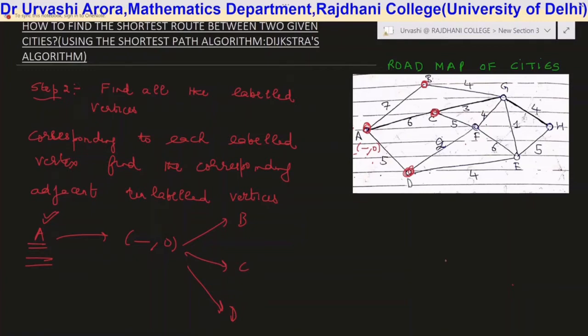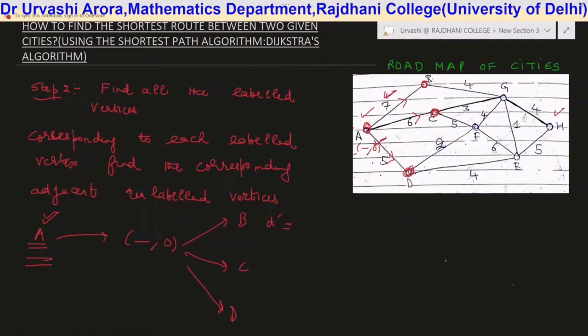As I said, you have to imagine as if you are doing a journey from the starting vertex A to the end vertex H. So from A there are three possibilities: you can move from A to B, or from A to C, or from A to D. If from A you move to B, the total distance reached till B, if I denote D dash as the total distance traveled, would be this distance 0 plus 7.